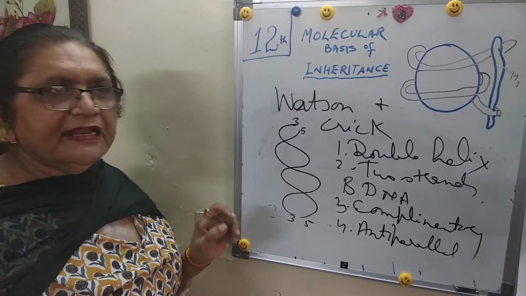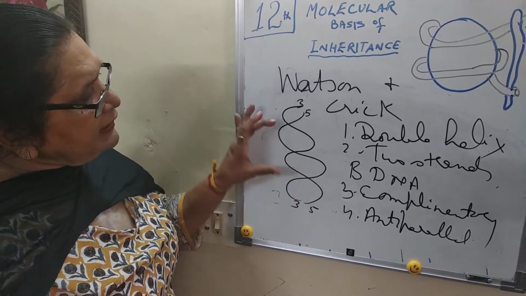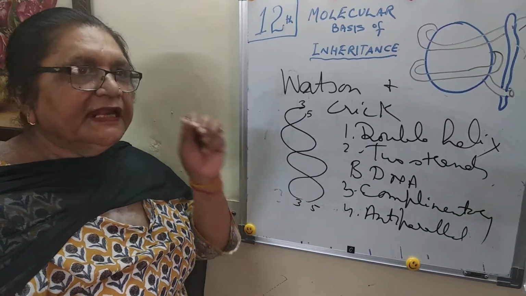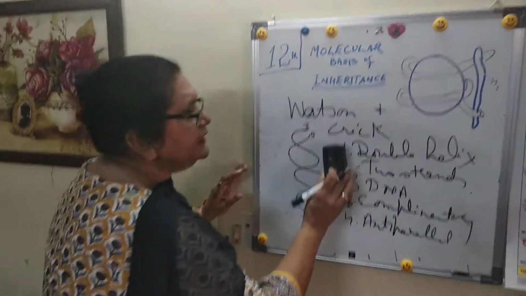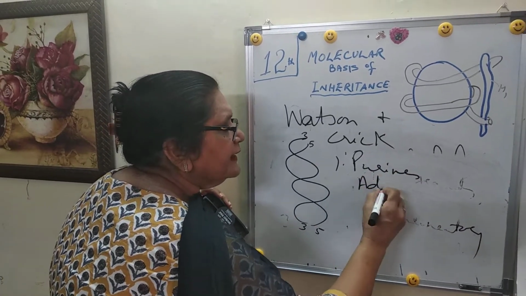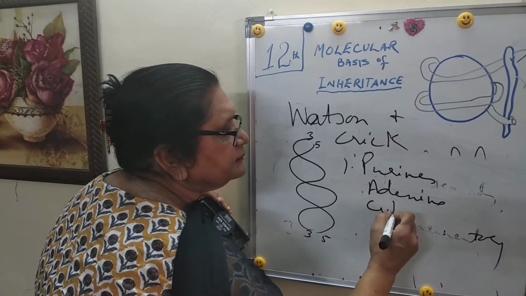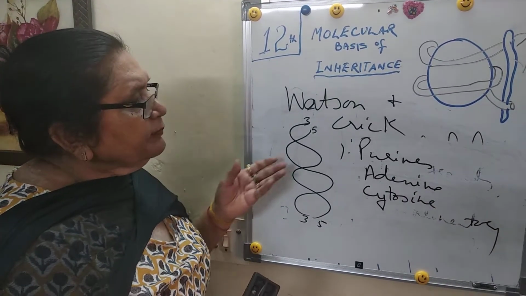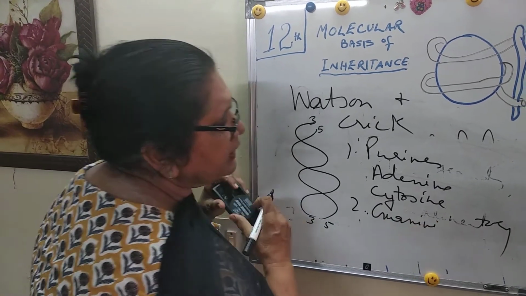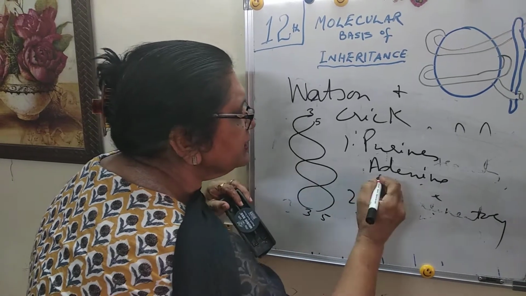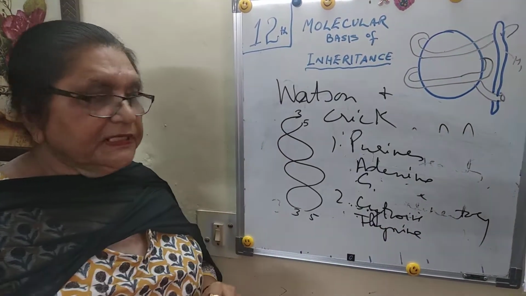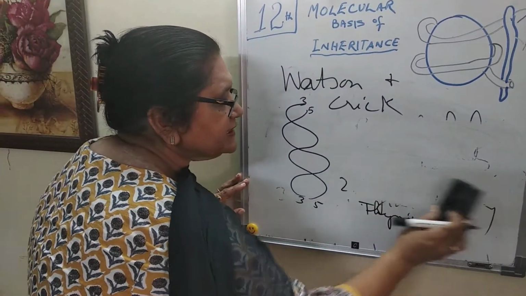Now this DNA double helix structure was discovered by Watson and Crick. It consists of nucleotides, then base pairs, and they are specific. The nucleotides consist of purines and pyrimidines. Purines are adenine and guanine. Pyrimidines are cytosine and thymine. So they show pairing.